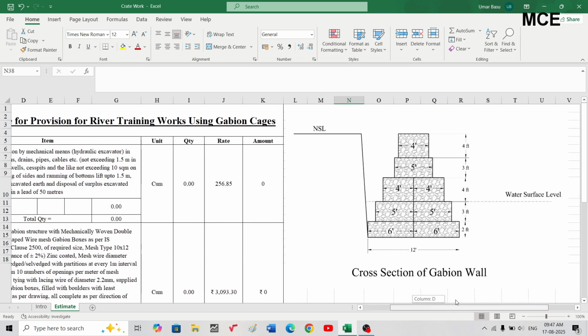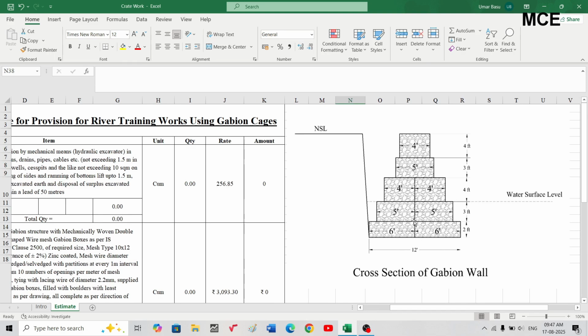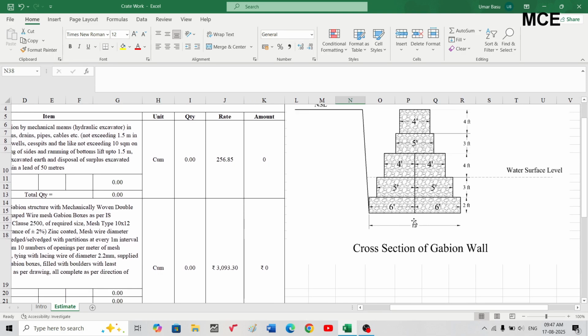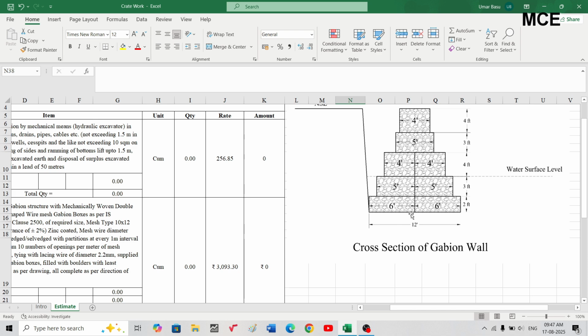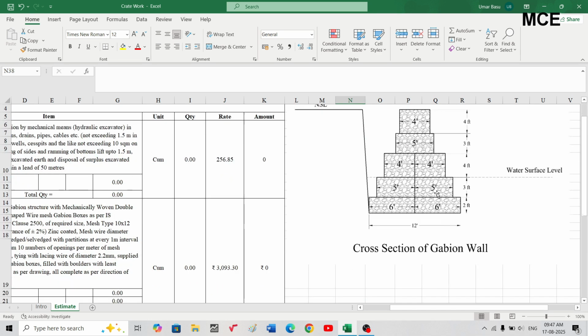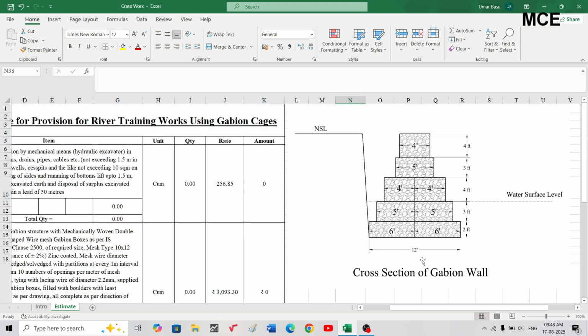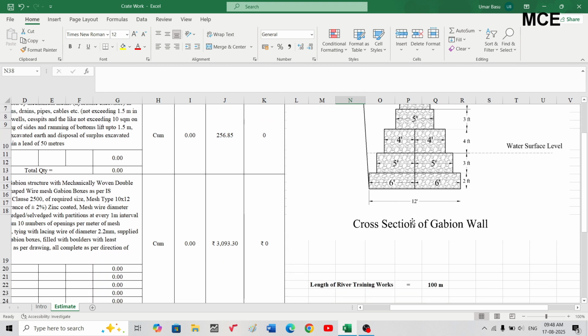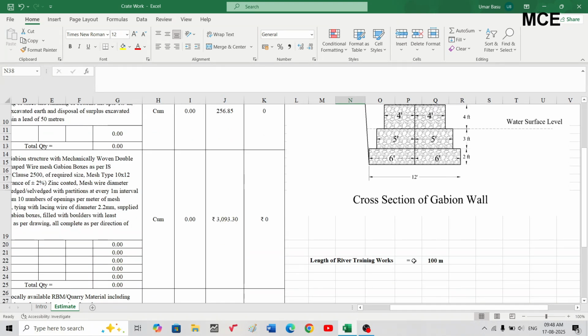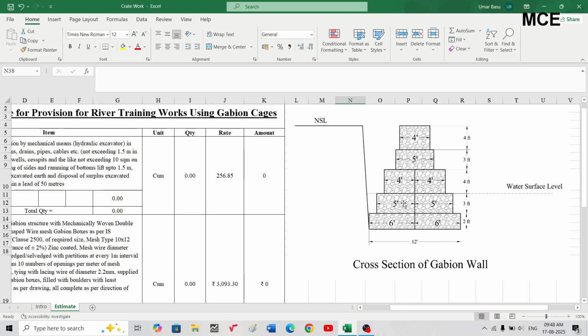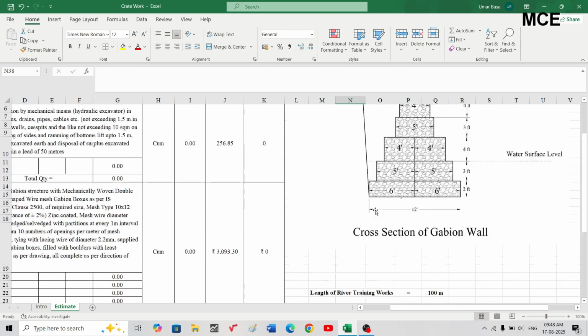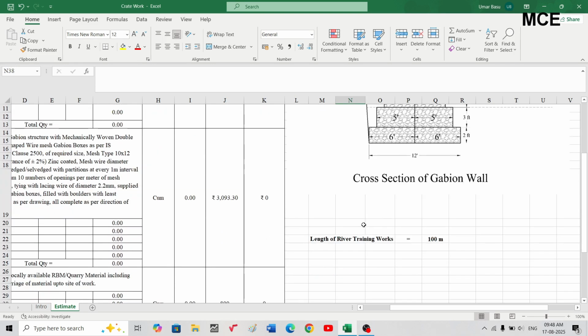So gabion is essentially a wire mesh box, and it is filled with stones or aggregates, local stones or aggregates. In my estimate, the length of river training work is 100 meter. That is, I am using 100 meter of gabion cage protection for the river along the two sides. And in the market the gabion cage is available in 16 feet into 16 feet.